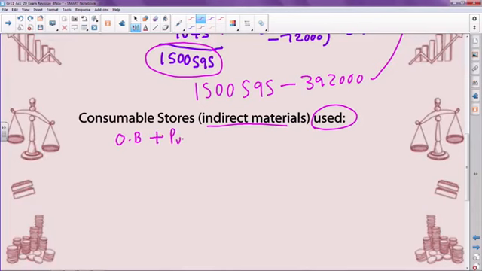So I'm going to start off with my opening balance of consumables at the beginning of the year. I'm then going to add any purchases of consumables during the year. I'm going to add any carriage on purchases, minus any returns, if I returned indirect materials, and I'm going to minus closing stock, and that would then give me the amount of indirect materials that I've used. Okay, straightforward calculation.